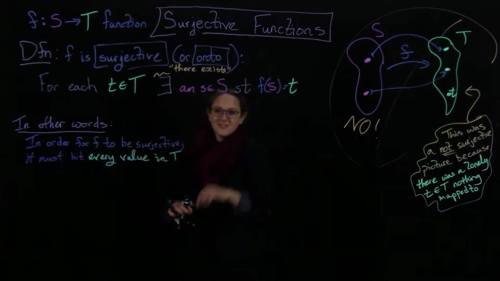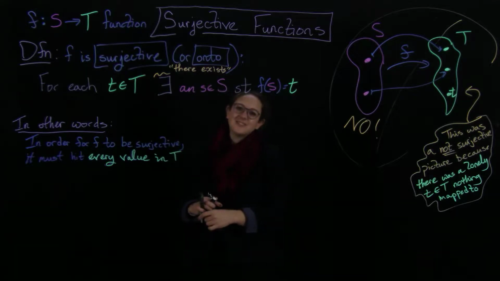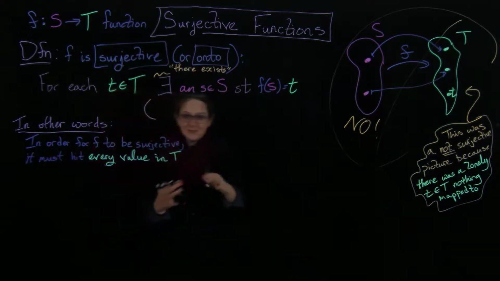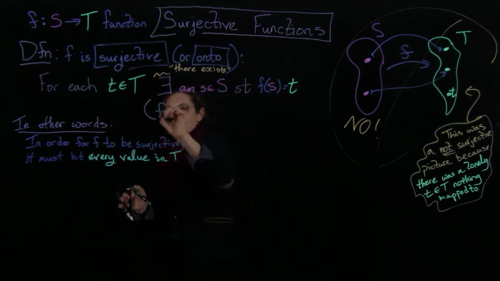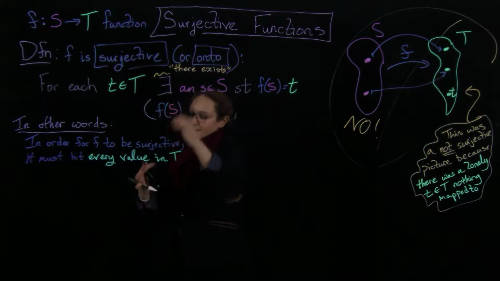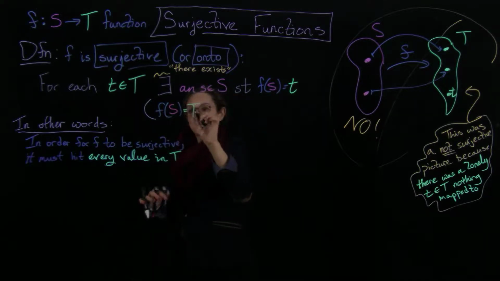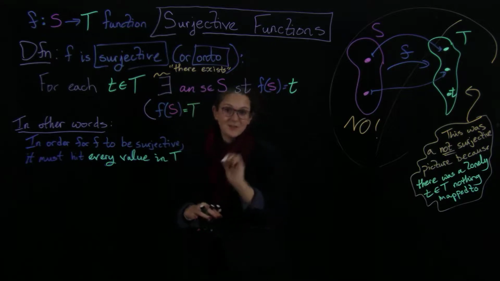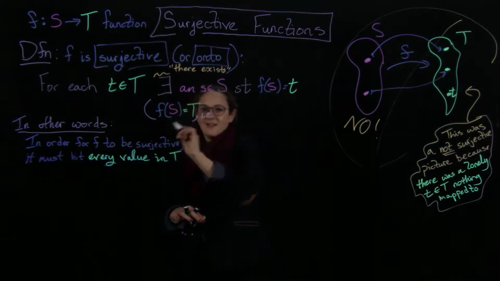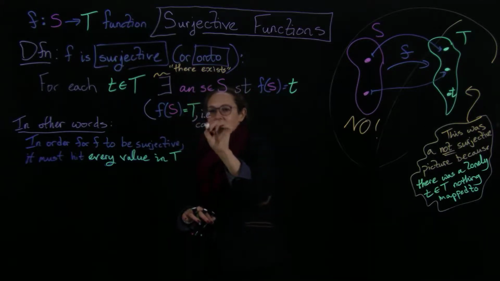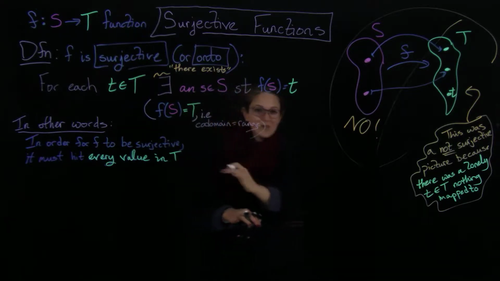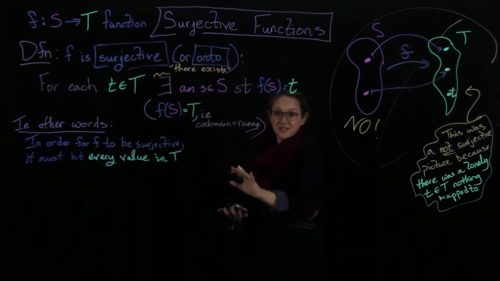Yet another interpretation, and it's good to have lots of interpretations. What else is this telling me? Another way to identify this is that f of the entire set, the image of the entire set, is going to equal T, i.e. the codomain equals the range. That's another important interpretation that sometimes you'll use.